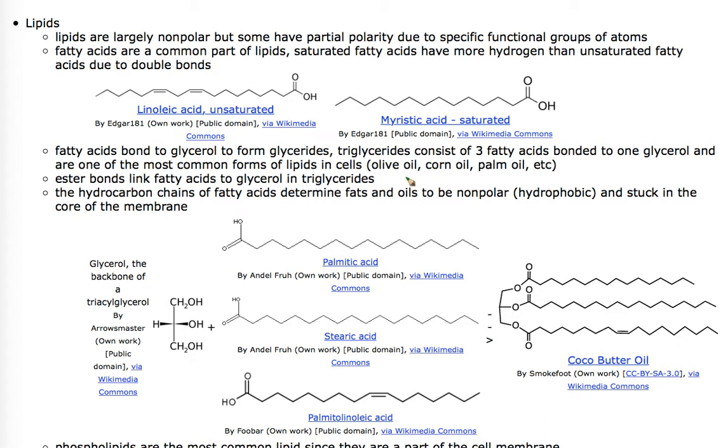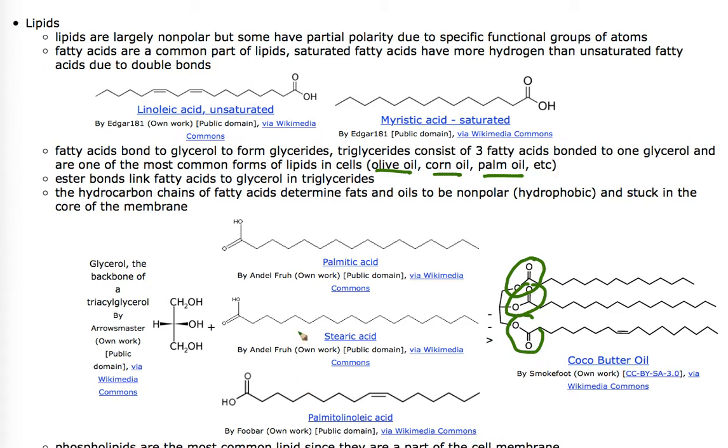Fatty acids bonded to form glycerides make olive oil, corn oil, palm oil, all of the oils that we cook with. So it turns out this linkage right here, that's called an ester bond. That's an ester bond there, and this is an ester bond here. Ester bonds bond glycerol to fatty acids. Hydrocarbon chains of fatty acids determine fats and oils basically to be nonpolar. This little region right here has a slight polarity, but not much. And as a result, triglycerides in general are butters and things that are not soluble in water.